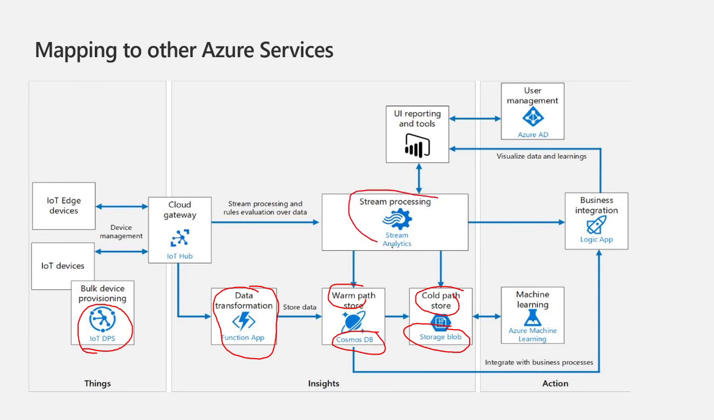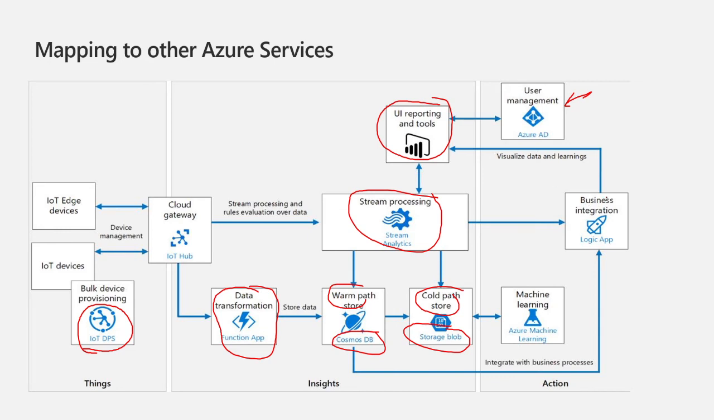We've got a stream processing component here that allows us to do some stream processing of the metric data. And then think of things like Power BI, where I might have some reporting on that information. Of course, we can use something like Azure AD for user management and access control to these different solutions.